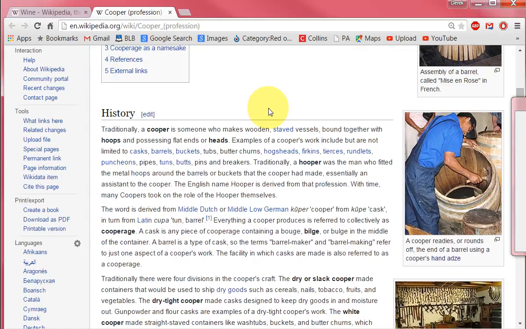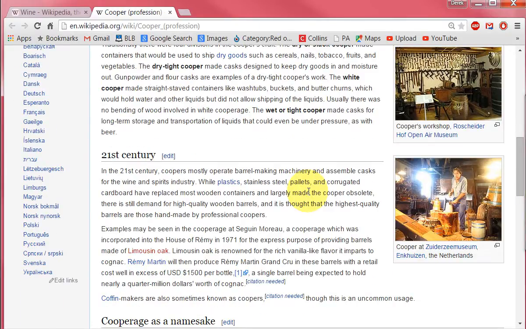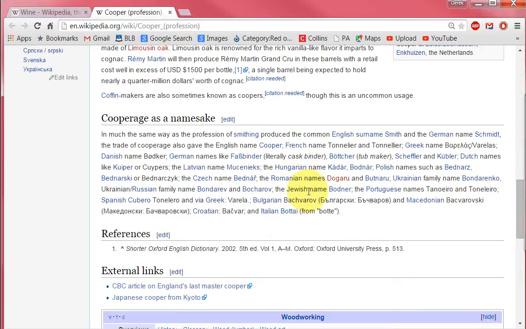Traditionally, a cooper is someone who makes wooden staved vessels. That's 160. Buckets. Whoa, there's a disturbing amount of words here. Just a disturbing amount of stuff here. Okay, I think I'm pretty good here. I want to stay close to the wine land.